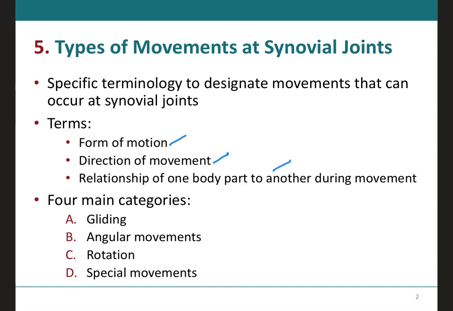In addition, these movements can be grouped into four main categories, which are gliding, angular movements, rotation, and special movements. Let's talk about all of these in more detail in the next few slides.